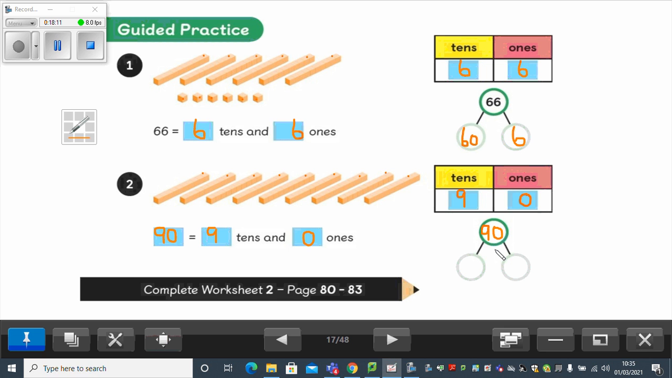So let's complete the value in the 2 parts. So the value of the 9 is the 9 tens, which is 90. And over here we have 0 ones, so the value of that is 0. So 90 and 0 equals 90. 9 tens and 0 ones. Brilliant work, everybody.